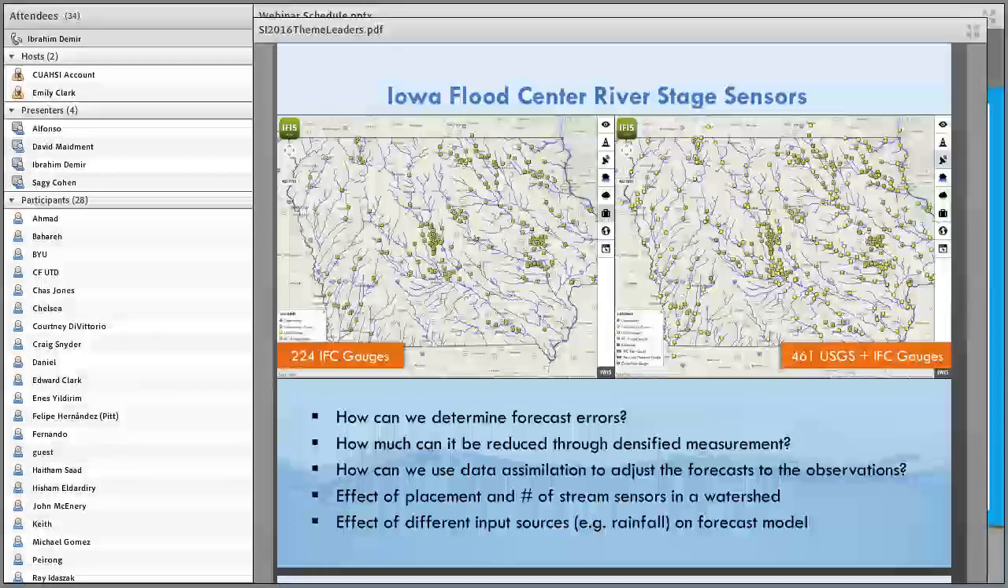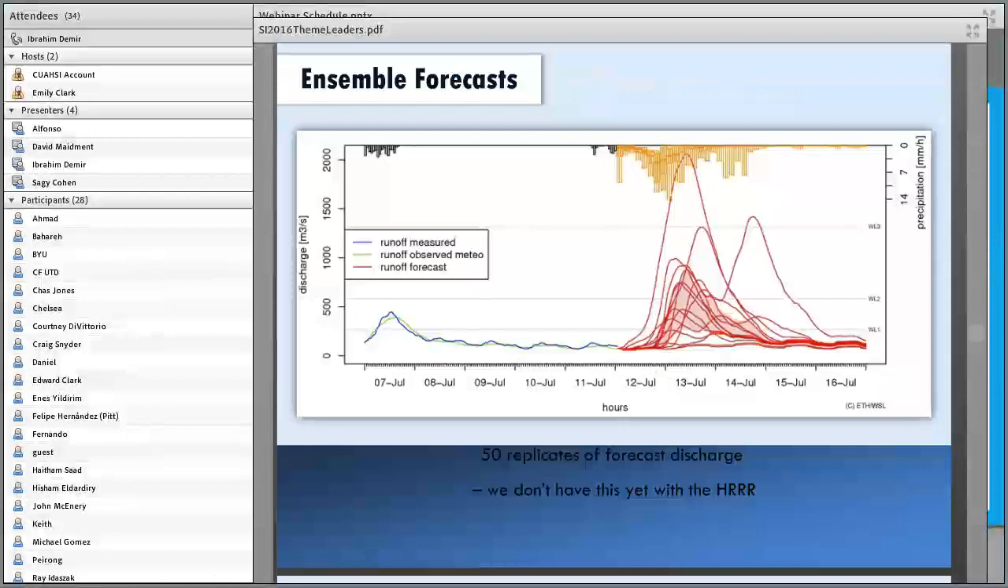And how can we use data assimilation and adjust the forecast to the observations? And then the effect of the placement and the number of sensors in a watershed, how it affects the forecast error, and how the effects of the different inputs from the rainfall or the hydrological parameters will affect the forecast. In the next couple of slides, I'll show you some examples from various different models that show multiple forecast products or results.